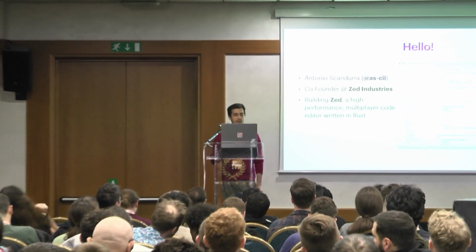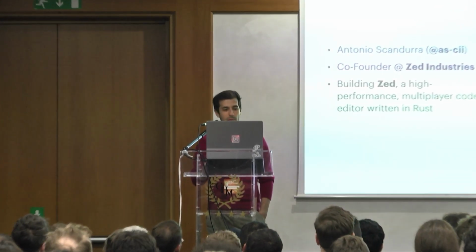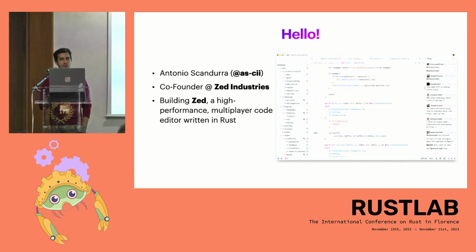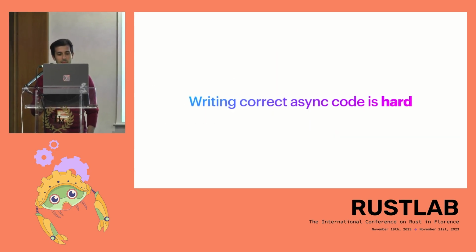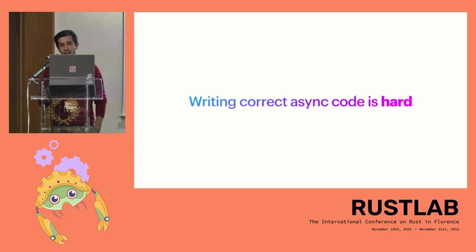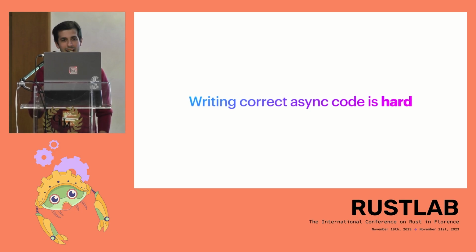Hi, I'm Antonio. I'm a co-founder at Zed Industries, and there we're building Zed, a high-performance multiplayer code editor written in Rust. I want to start this talk with a claim, and my claim is that writing correct async code is hard. Rust makes it easy to create asynchronous functions, but just by eyeballing a function, it's pretty hard to understand what it's going to do.